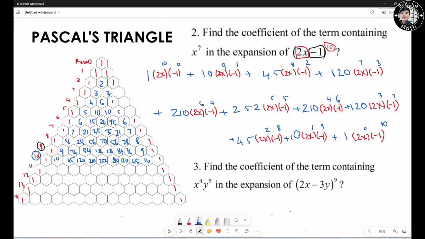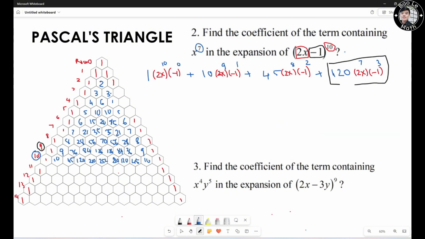Alright, so we look at this one. We need s power 7, right? So we look at s power 7. So this should be this guy right here. Only this one has s power 7, right? So we're gonna pick this one. Alright, so we don't need to care about this one anymore. So we need to erase every single thing right here. Alright, so this guy turns out to be 120 times 2s power 7. It turns out to be 2 power of 7 times s power of 7, like this. And then times negative 1 power of 3.